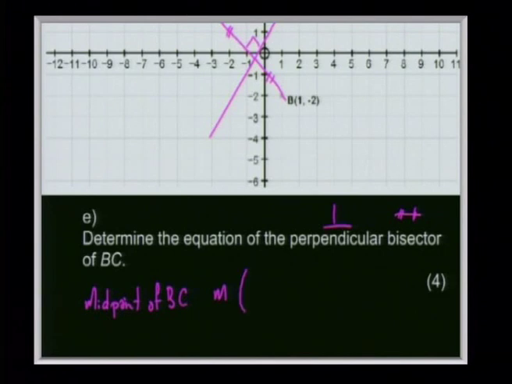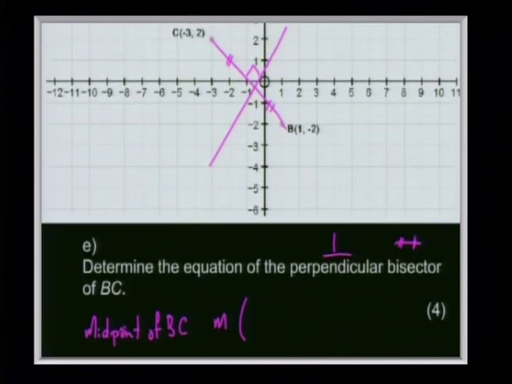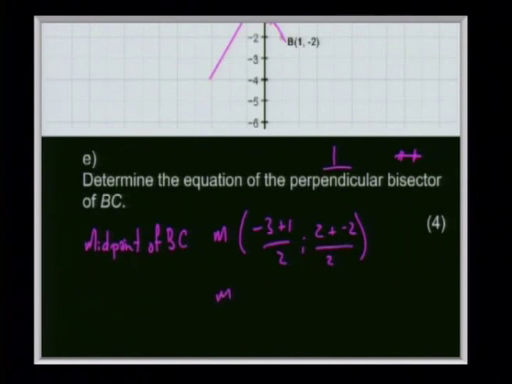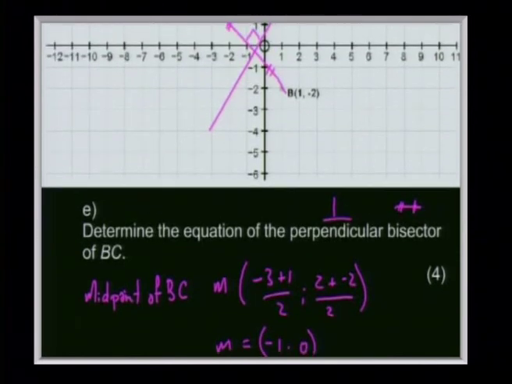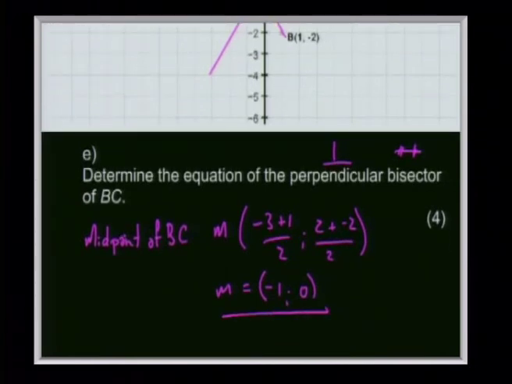And I'm just going to call that M. So M would be the point minus 3 plus 1 over 2 and 2 plus negative 2 over 2. And our midpoint M is going to be the point negative 2 over 2, which is negative 1, and 0 over 2, which is 0. That means that my diagram over here wasn't very far off. But our midpoint is minus 1, 0. We've got our midpoint.